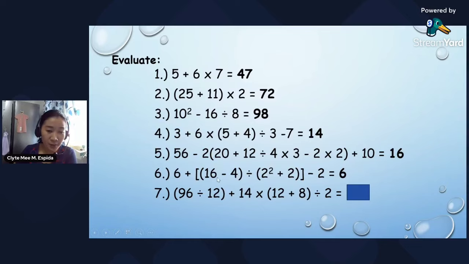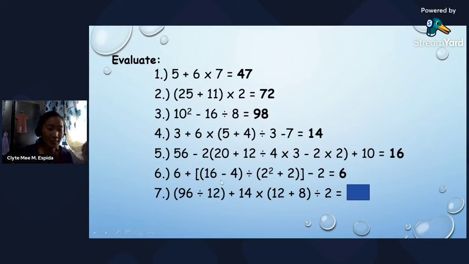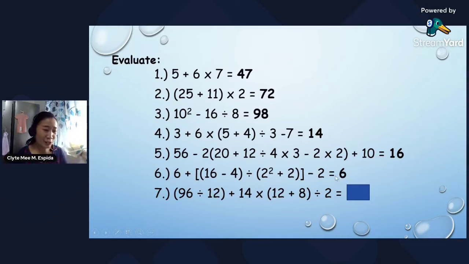Next, the other parenthesis would be 16 minus 4, that's 12. So 12 divide 6 is 2. So you will have now 6 plus 2 minus 2. So you have 6 plus 2 is 8, minus 2, the answer is 6. Okay? Is it understood? So you got it right.